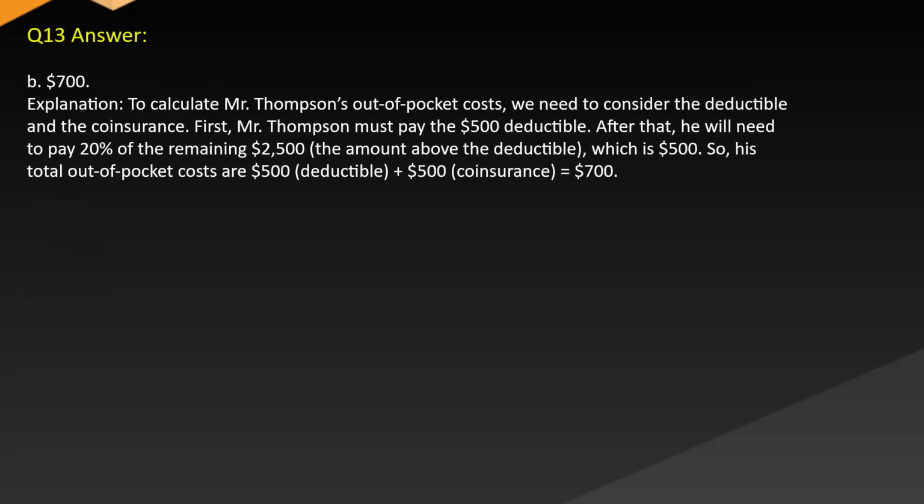Answer: B. $700. Explanation: to calculate Mr. Thompson's out-of-pocket costs, we need to consider the deductible and the coinsurance. First, Mr. Thompson must pay the $500 deductible. After that, he will need to pay 20% of the remaining $2,500, the amount above the deductible, which is $500. So his total out-of-pocket costs are $500 deductible plus $500 coinsurance, which equals $1,000.